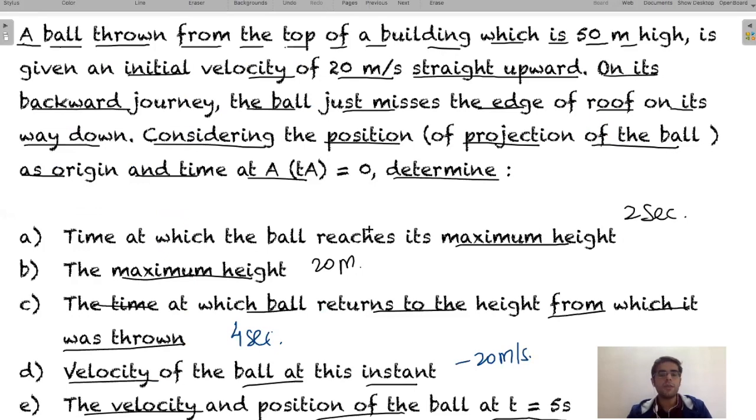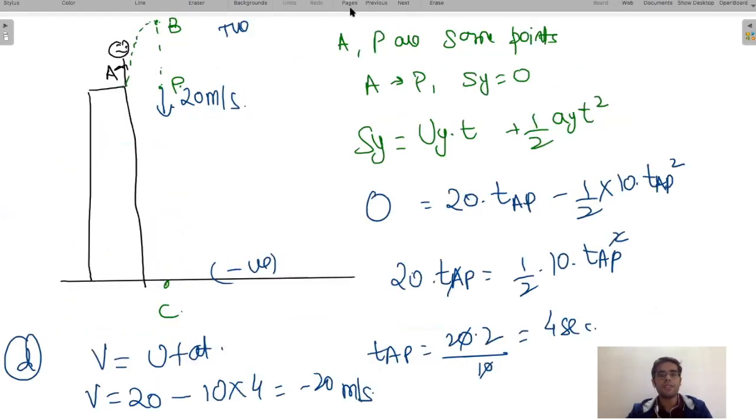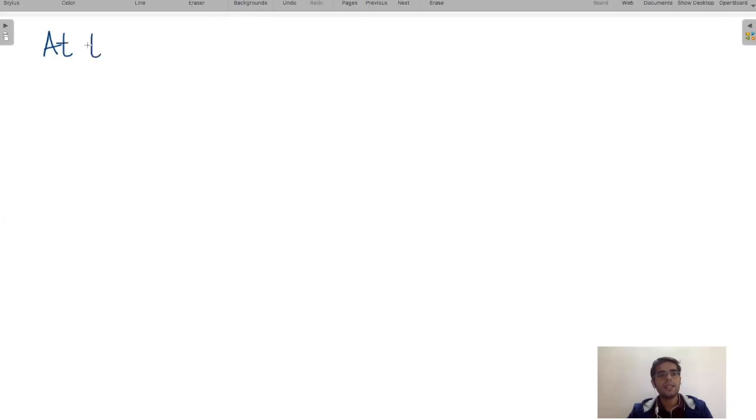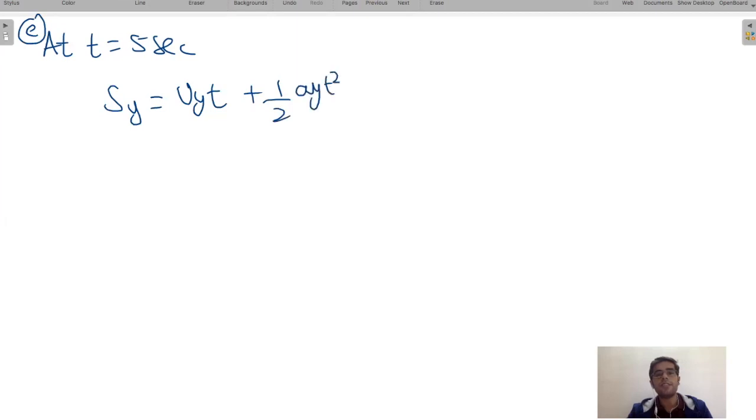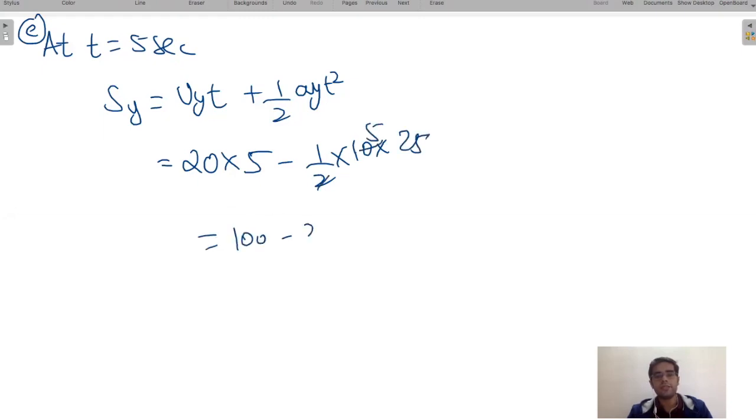Velocity and position of the ball at t is equal to 5 seconds. At t is equal to 5 seconds, we need to find the velocity and position of the ball. So we can directly apply Sy is equal to Uy into t plus half Ay into t square, with sign. Need to be very careful with the sign. So Sy is equal to 20 into 5 minus half into 10 into 25. So 100 minus 125, which is minus 25 meters.